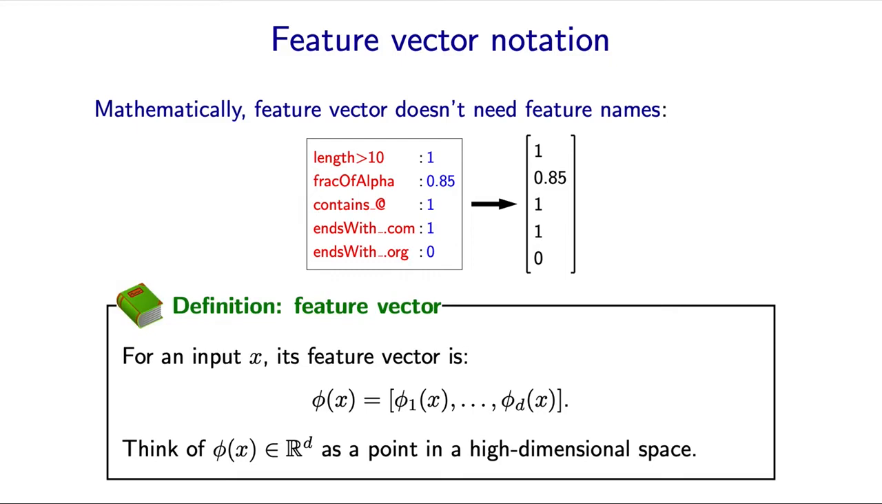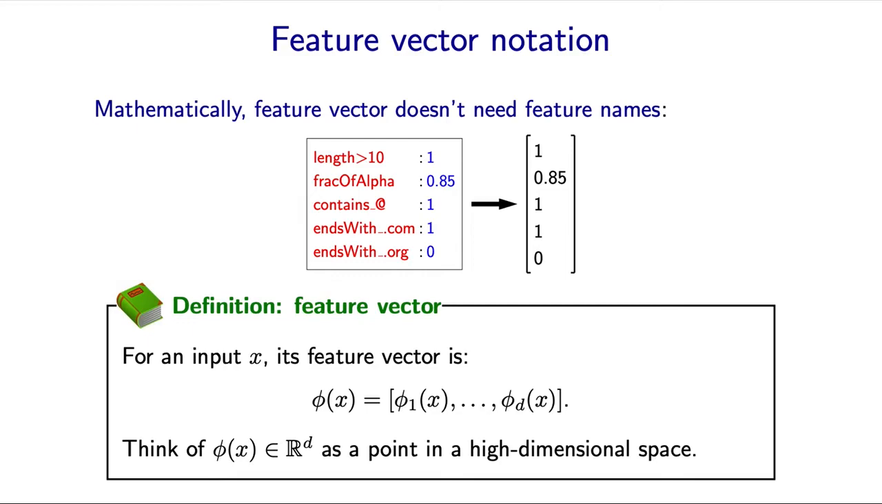Let's go back to our spam or not spam example. In the chart in the middle of this diagram, you can see some of the features that are important to this model. Some of the features we have currently are whether the length is greater than 10, whether our email contains @, whether it ends with .com, whether it ends with .org, and also the fraction of alpha characters.